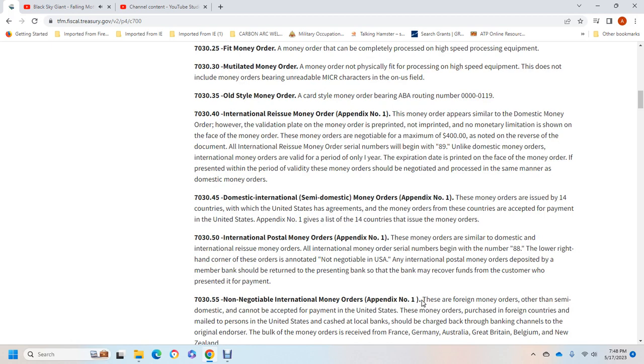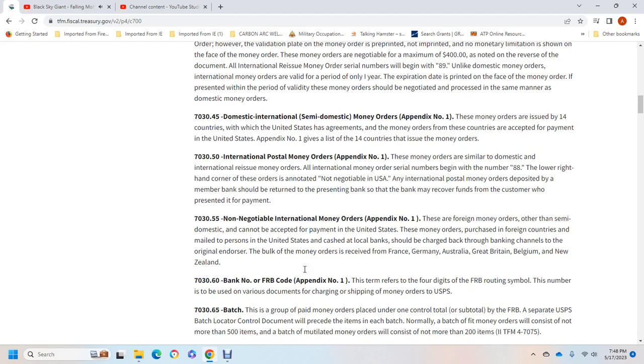These money orders are similar to domestic ones. International money orders are reissued, and the serial number begins with the number 88 in the lower right hand corner of the order, annotated non-negotiable in the U.S. If an international post money order is deposited at a member bank, it should be returned with the president bank, and the bank may recover the funds from the customer who presented it in payment of the non-negotiable international money orders. See appendix number 1.